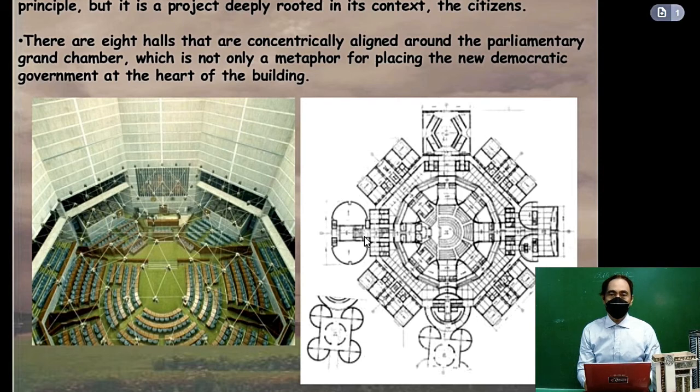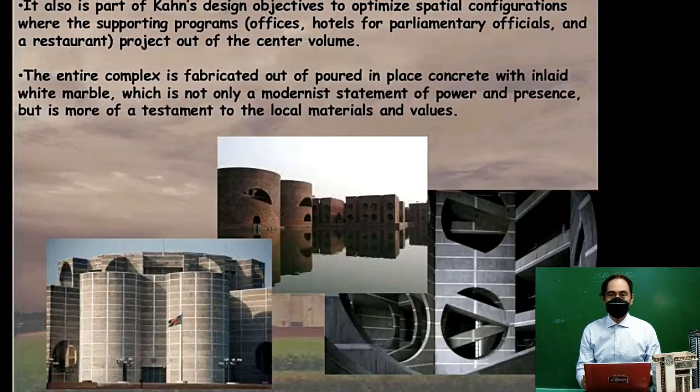So here is the plan of the National Assembly building. There are 8 halls that are concentrically aligned around the parliamentary grand chamber, which is a metaphor for placing a new democratic government at the heart of the building. It is also part of Kahn's design objective to optimize spatial configuration, where supporting programs, offices, hotels for parliamentary officials and restaurant project out from the new center volume.